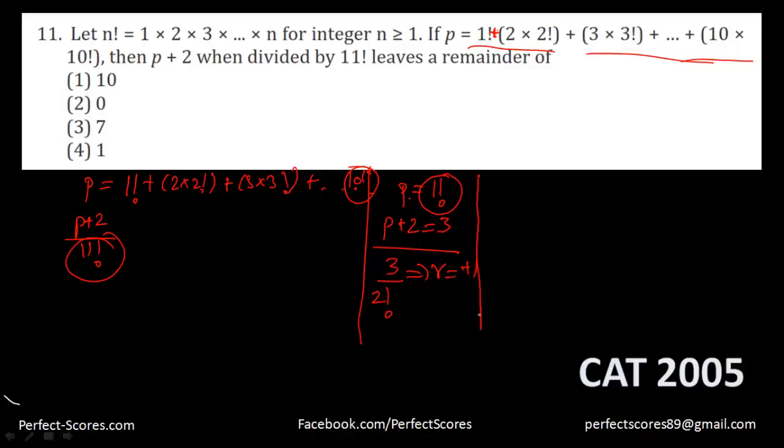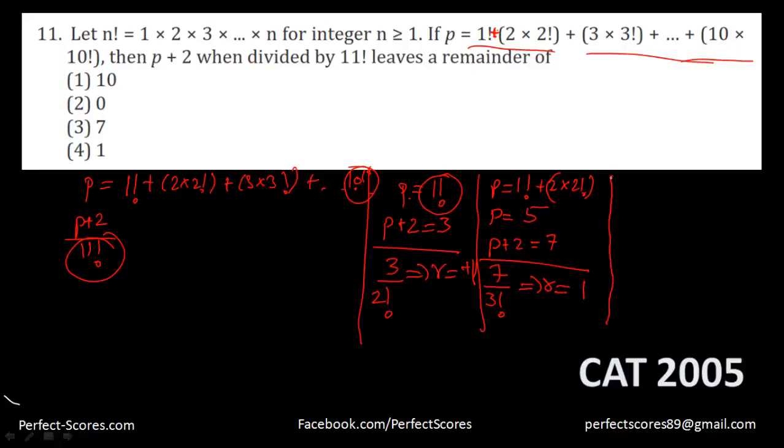Let me go to the next series. Let's say p is equal to 1 factorial plus 2 into 2 factorial. Then p would be equal to 1 plus 2 into 2, 4, that is 5. Hence p plus 2 would be equal to 7. And if I divide 7 by 3 factorial, the remainder would still be 1.